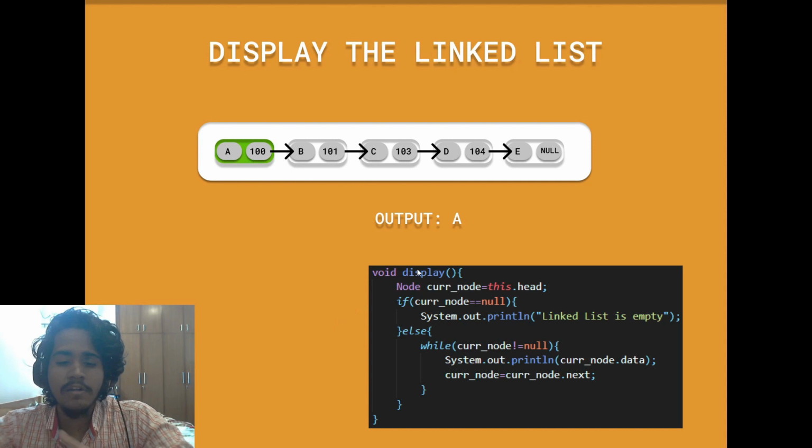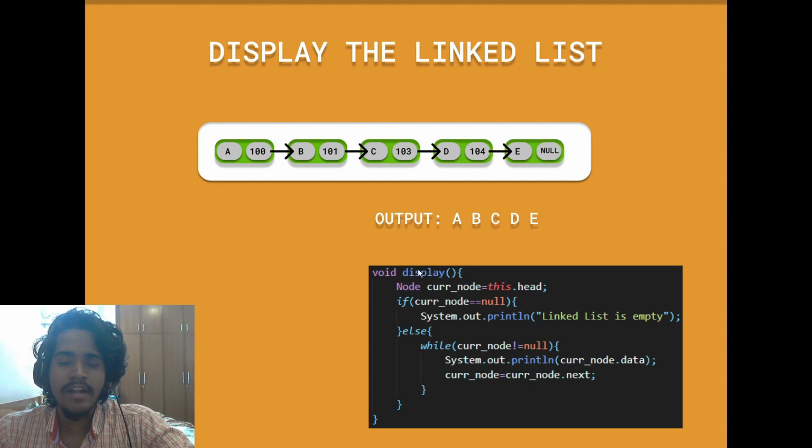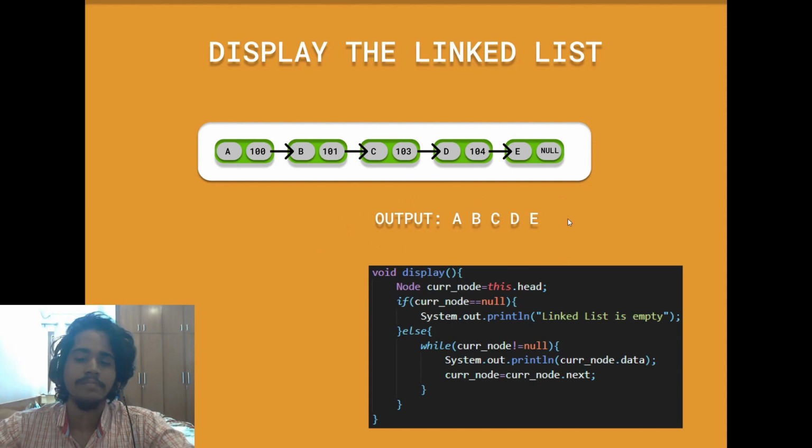Here, now the current node is the head value. Since it's not equal to null, we return the current node.value. And since the next value is also not equal to null, we'll go on to the next value. So here we have B. And in a similar fashion, we have C, D, and E. And since we have finally reached the end of the linked list, that is the next value is pointing to null, we have the whole linked list displayed, and the output is A, B, C, D, E.